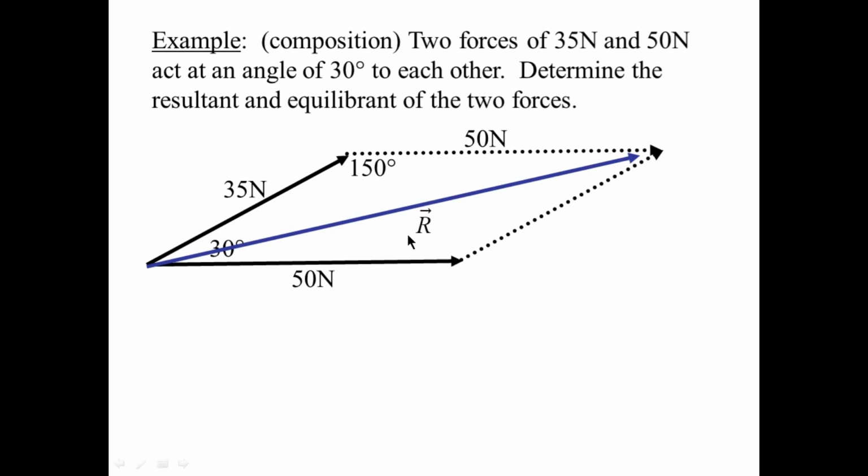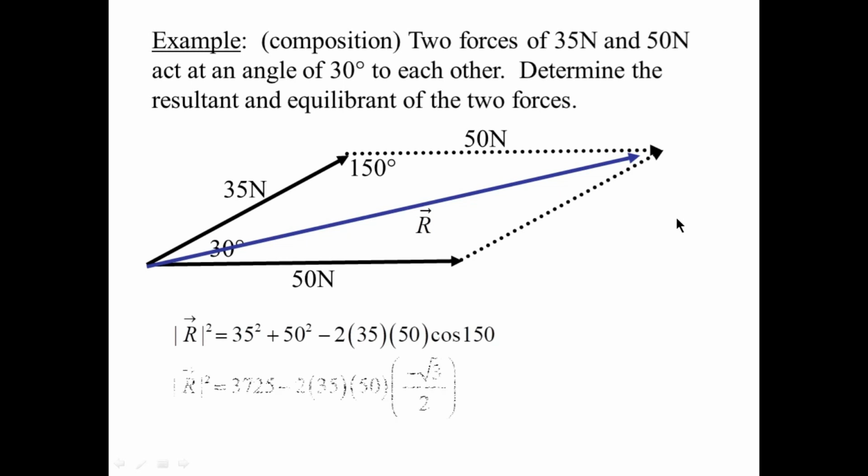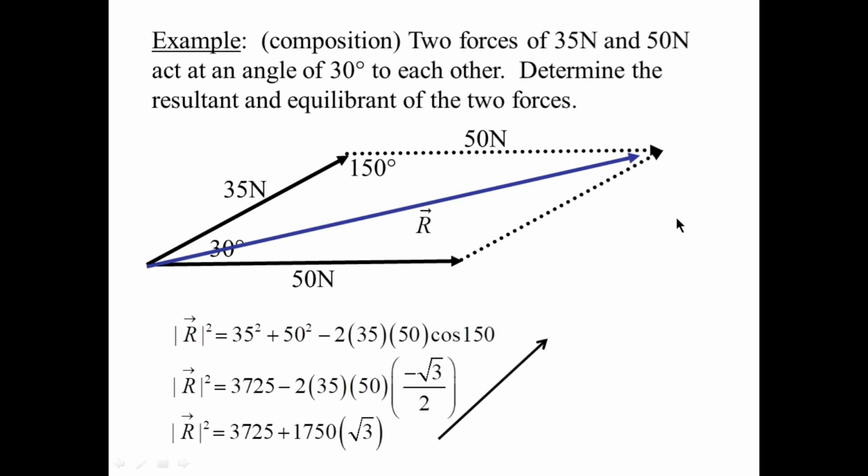Here we'll use the cosine law. R squared, or the magnitude of R squared, equals 35 squared plus 50 squared minus 2 times 35 times 50 times the cosine of 150. And that will give us the magnitude of the resultant, which is 82.2 newtons.